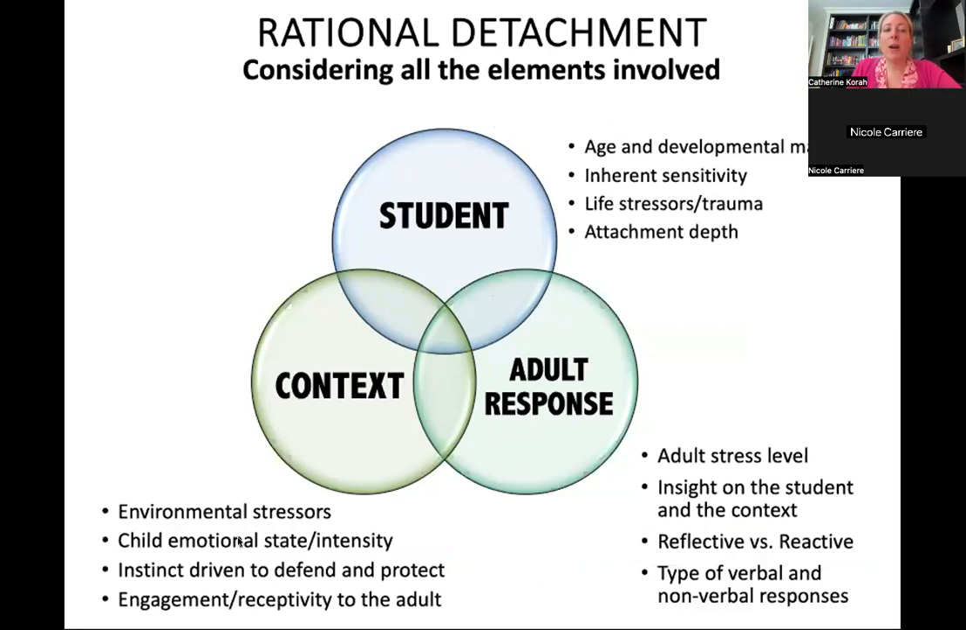stressors in their lives, what is the environment in the moment? Are there certain stressors? Maybe there's an audience. How about safety? How about the engagement of the student with the adult? And of course, keeping in mind the adult stress level, and being reflective rather than being reactive, and using nonverbal responses over verbal responses.